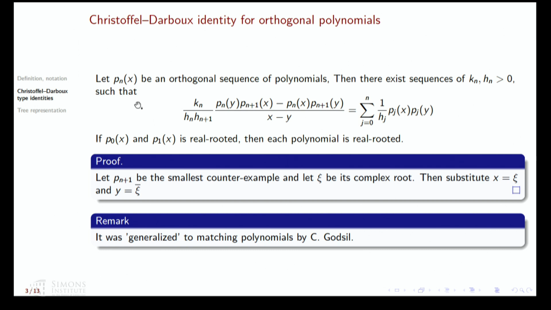identities for matching polynomials, and he called them Christoffel-Darboux identities, because these identities can be found among the matching polynomials also. I think this is how he took this name. He introduced a bunch of new identities for matching polynomials. What I was able to do is to generalize, or find some similar identities, for the independence polynomial.